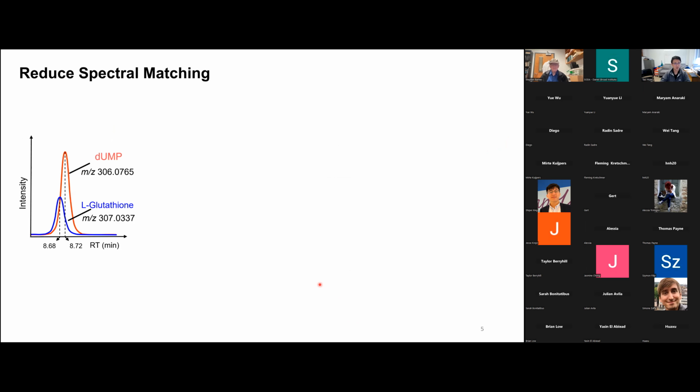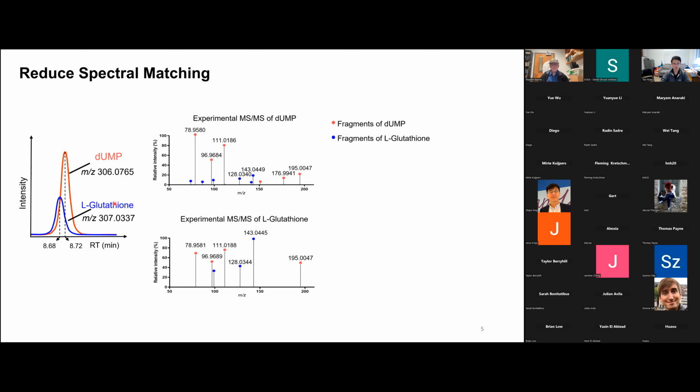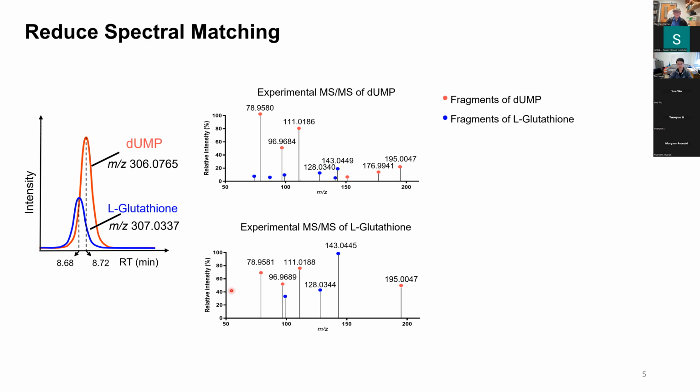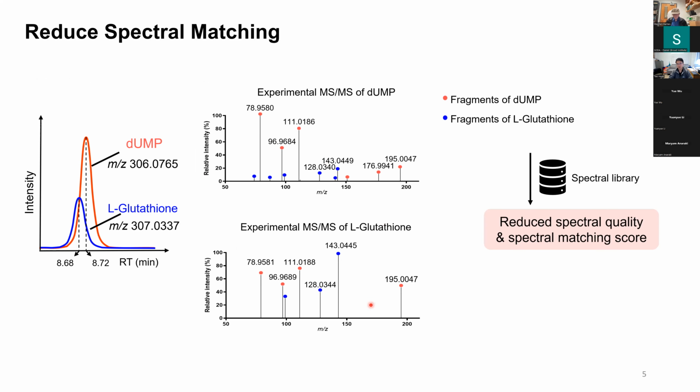It's very easy to understand. For example, we have two compounds, dUMP and glutathione. They have very similar m/z values. They cannot be distinguished by the quadrupole mass filter. And when you collect experimental MS/MS, you will see the fragments of glutathione in the MS/MS of dUMP, and then you will see the peaks of dUMP in the MS/MS of glutathione. It's easy to understand that this contamination will reduce the spectral quality and also cause problems for the spectral matching score.